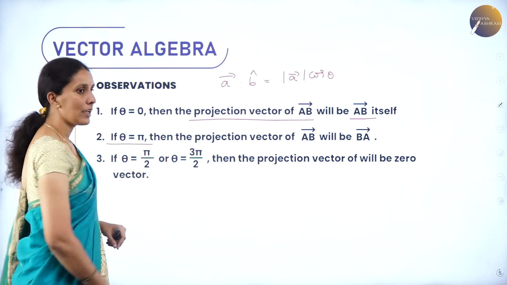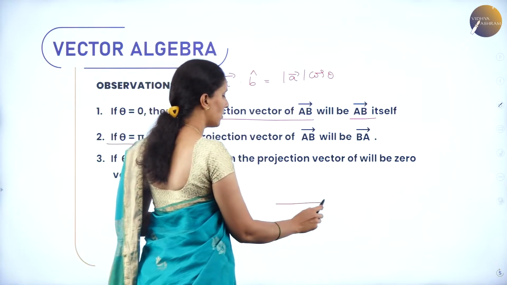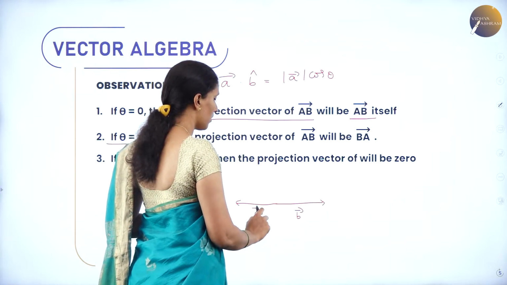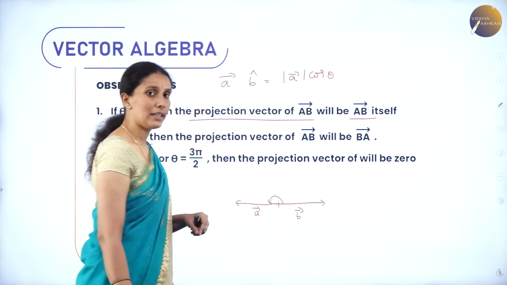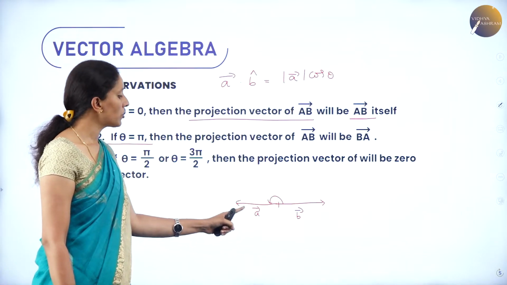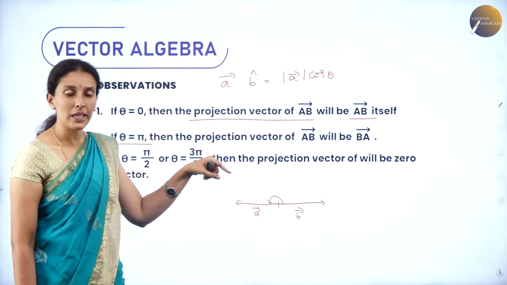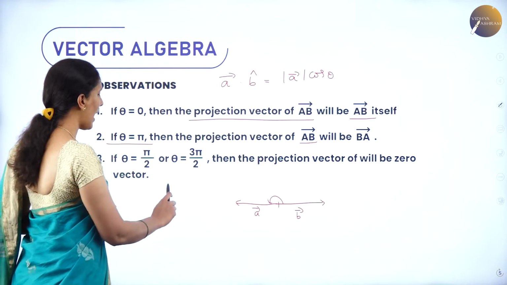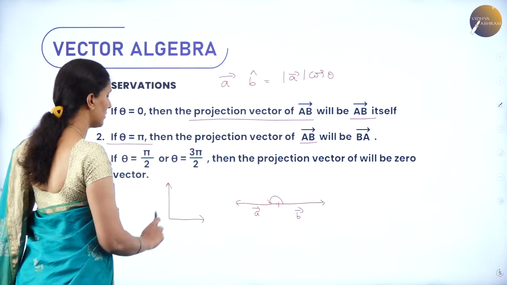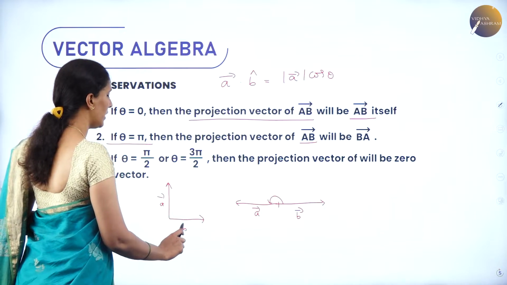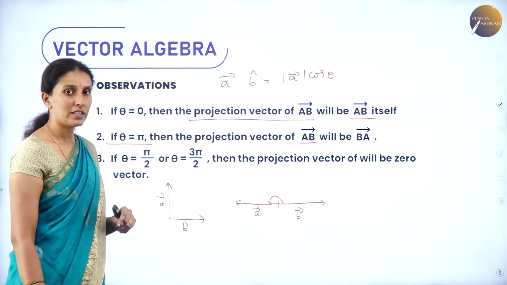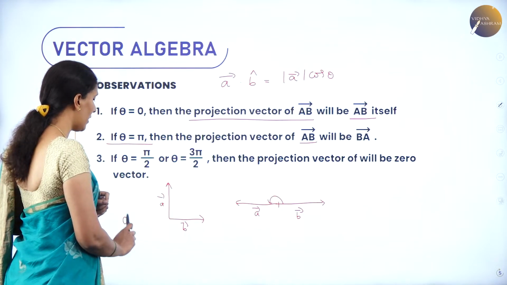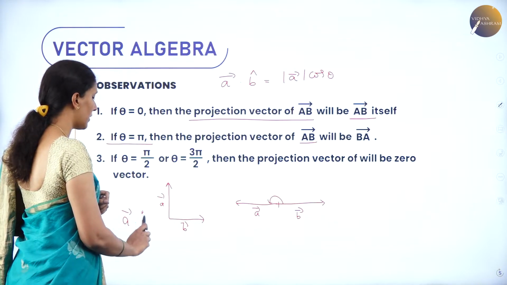Now suppose theta is equal to pi, suppose this is vector B and this is your vector A, then the angle between them is clearly 180 degrees, which is pi. Then the projection of vector A is BA, that is negative of the vector AB. And if the angle between the two vectors, that is vector A and vector B, is 90 degrees, then there will be no projection. Therefore, we say the projection of the vector will be 0. Thus, we can say here vector A dot B cap is equal to 0.